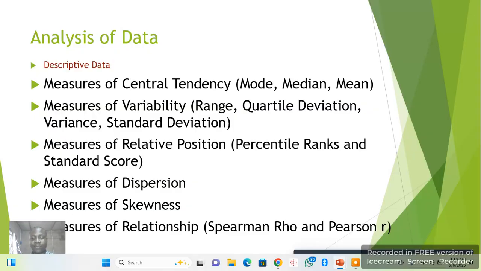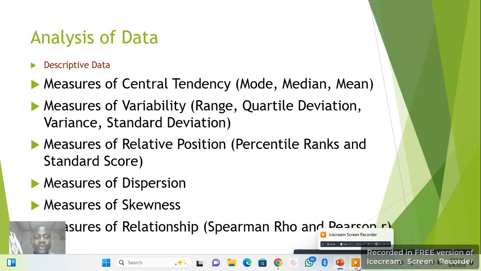Now we have descriptive statistics. There are a number of them. The first one is the measure of central tendency, which is usually the mode, median, and mean. The second is the measure of variability, which is the range, quartile deviation, variance, and standard deviation. The third is the measure of relative positions, which is the percentile, ranks, and standard score.